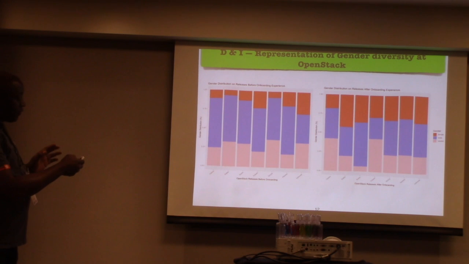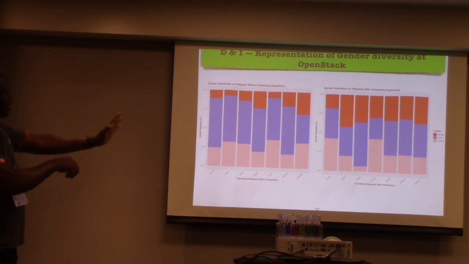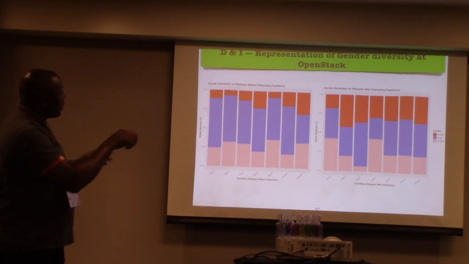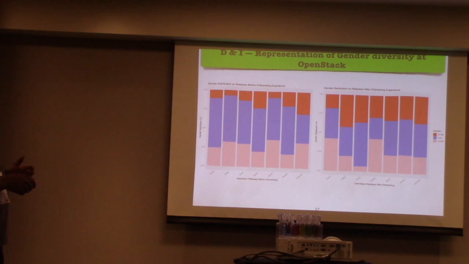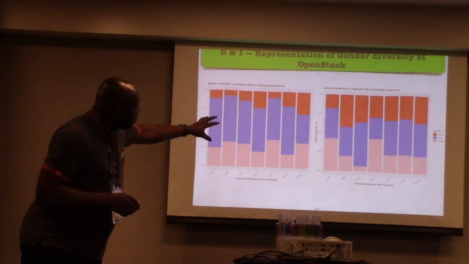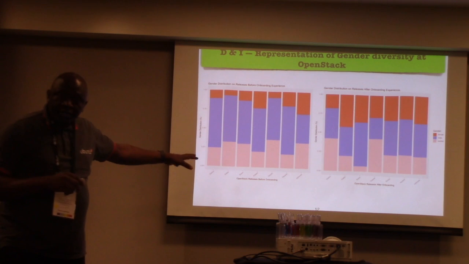So we could see here the experience before the onboarding started. I apologize if the text is very small, but to your left is the experience of contributors before the onboarding was introduced, and on the other side are the results after onboarding. We can see the proportion of male, female, and those who consider themselves in the other category, neutral, in both. The red is female, the blue is male, and the pink is the neutral category.